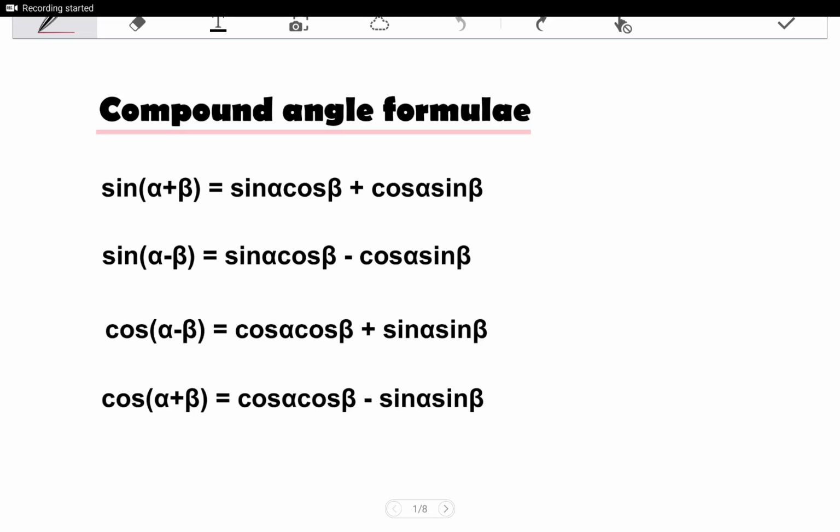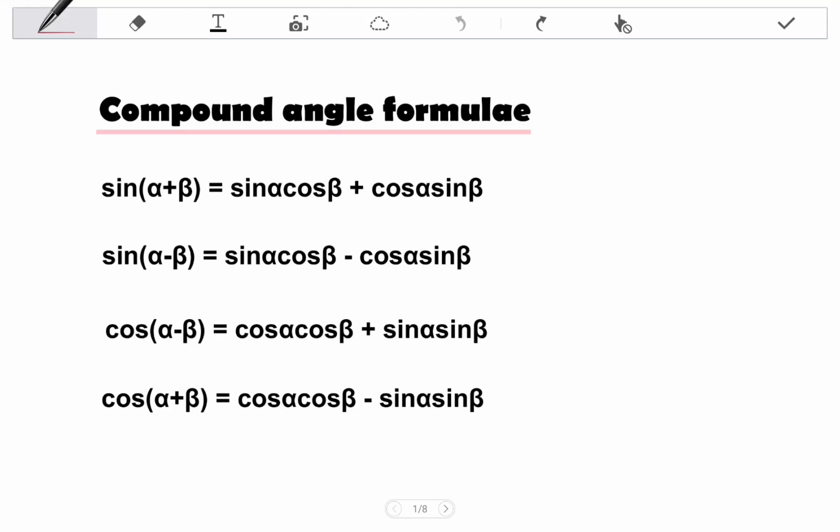In this video, we are going to look at compound angle formulae. Now, in trigonometry, we can have trig functions of compound angles. Compound angles are when two angles are added or subtracted. So, for example, we might have sine of an angle plus an angle, sine of an angle minus an angle, and so forth.